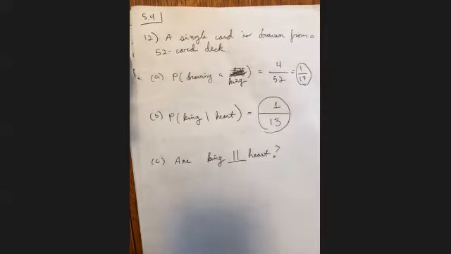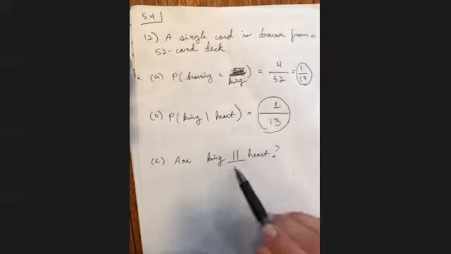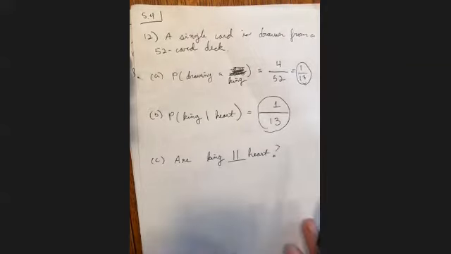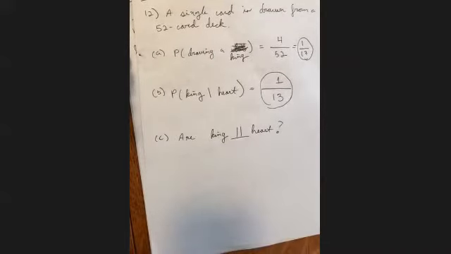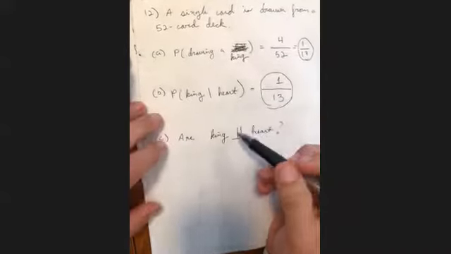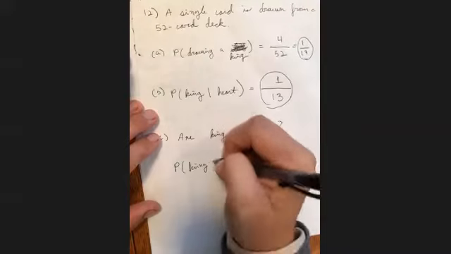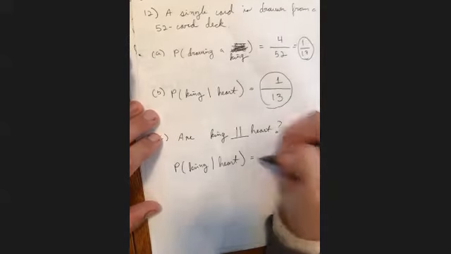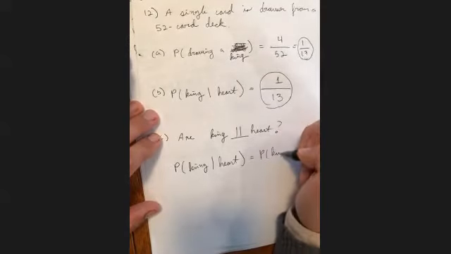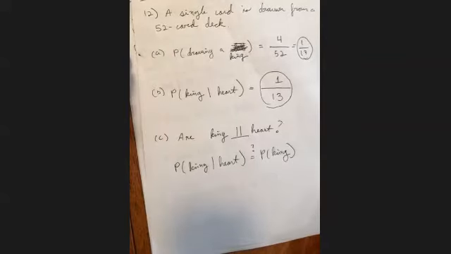Part C asks, are the events drawing a king and drawing a heart independent? Okay, so remember the symbol means independent. Are the two independent? Well, if they're independent, then we know that the following probability statement should be true. The probability of drawing a king given you have a heart should be equivalent to the probability of drawing a king. So that's the question. Are these two probabilities equivalent?